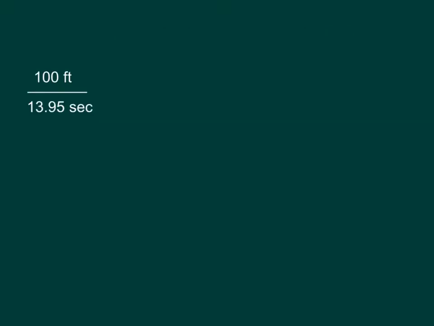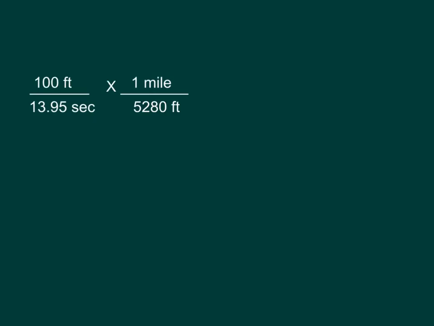To get the problem started, first of all, we will set up the fraction 100 feet, which is the length of the course, over 13.95 seconds, which is the average time for the tractor to complete the 100-foot course. Now we would like the feet to cancel because we would like to get the tractor speed in miles per hour. So we have to make the feet go away. Using the conversion factor that 1 mile is 5,280 feet, we will set that up so that the feet are on the top and bottom of the first and second fractions, and so they cancel.